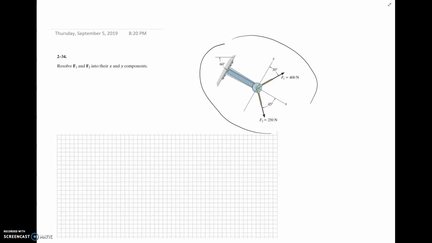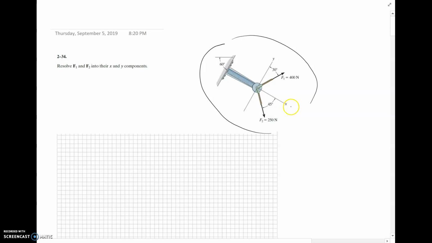Hi, today we'll try to solve this problem from homework 1. We can see that two force vectors, F1 and F2, are given, and we were asked to find the x and y components for these forces. The force F1 is at an angle of 30 degrees from the y-axis, and force F2 is at an angle of 45 degrees from the x-axis.